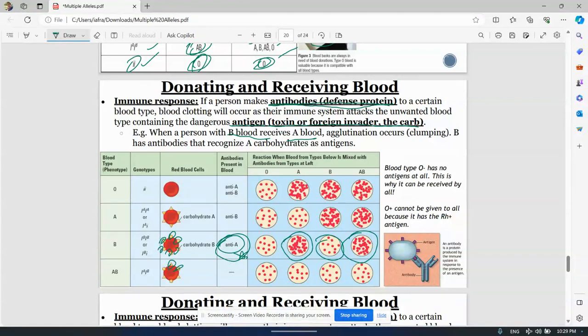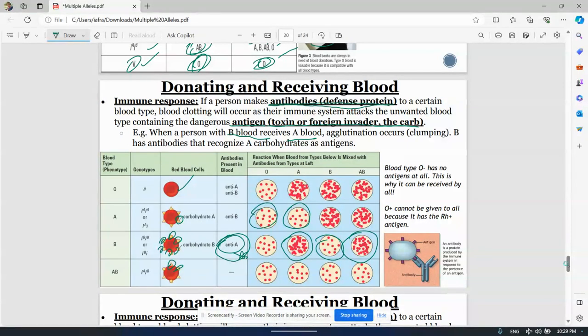What do you think that is? Look at O. Ah, yes. O doesn't really have any strangers on it. There's no carbohydrates on it, so it just kind of comes in sort of undetected, so you're able to receive it. Okay, and so if you look at A, it's kind of the same idea. A recognizes A, so it can get some A.